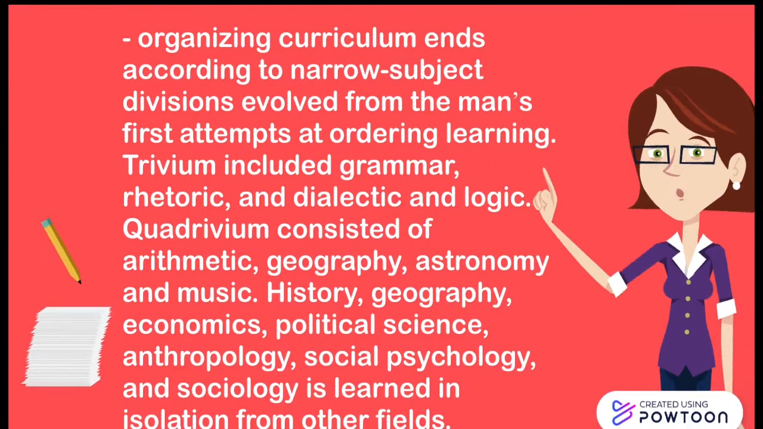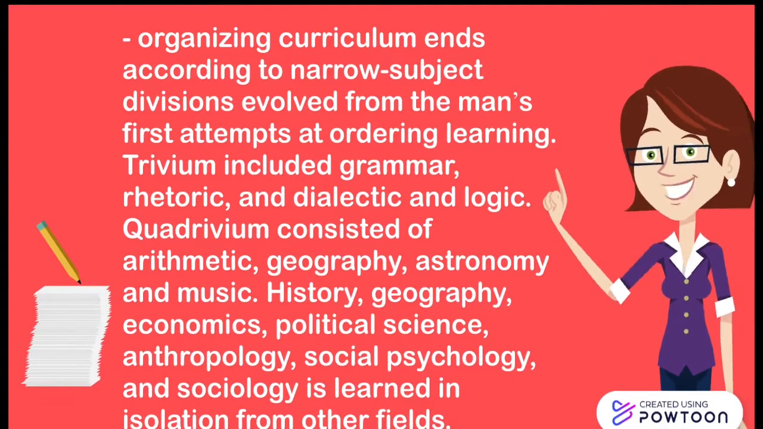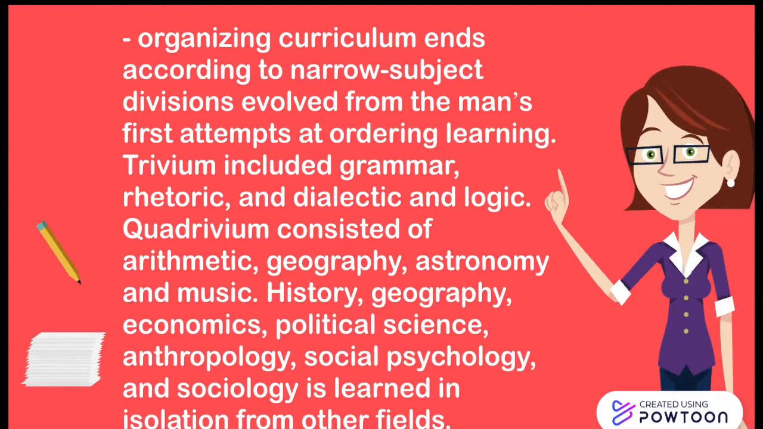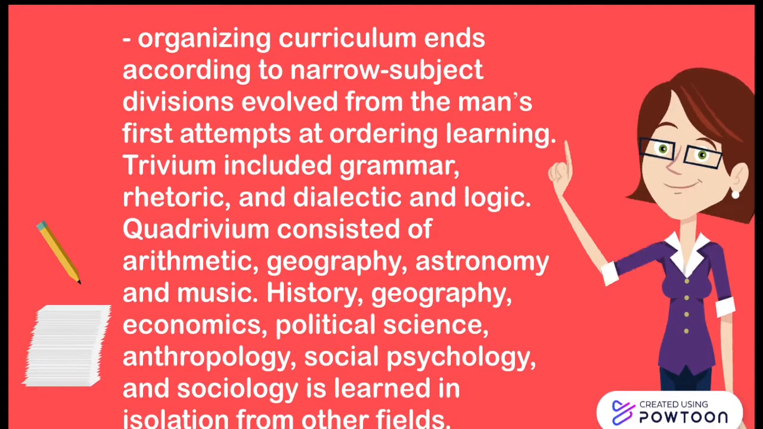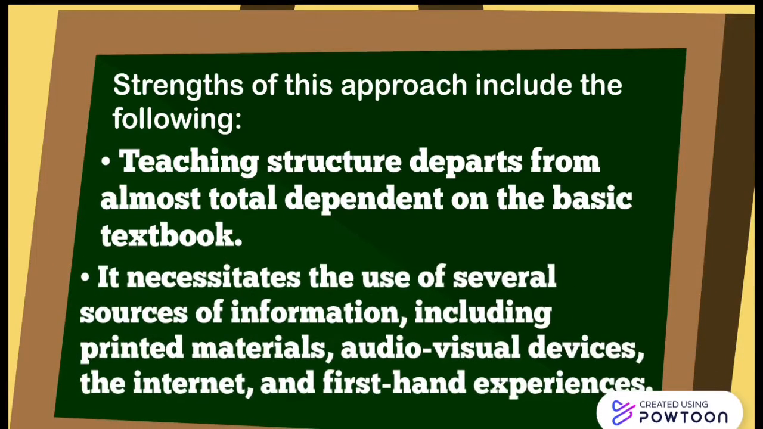Organizing curriculum ends according to narrow subject divisions evolved from man's first attempts at ordering learning. The Trivium included grammar, rhetoric, dialectic, and logic. The Quadrivium consisted of arithmetic, geometry, astronomy, and music. History, geography, economics, political science, anthropology, social psychology, and sociology are learned in isolation from other fields. The strengths of this approach include the following.